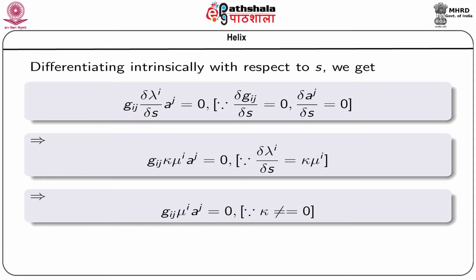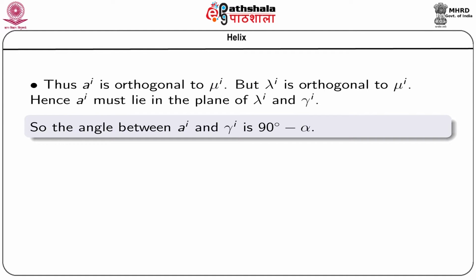Now, as kappa is not equal to 0, so G_ij mu^i A^j equals 0. Thus, A^i is orthogonal to mu^i. But lambda^i is also orthogonal to mu^i. We know that lambda^i is orthogonal to mu^i, because lambda is a unit tangent vector and mu^i is the principal normal vector. Hence, A^i must lie in the plane of lambda^i and gamma^i.